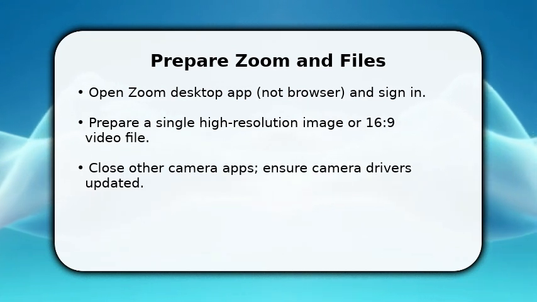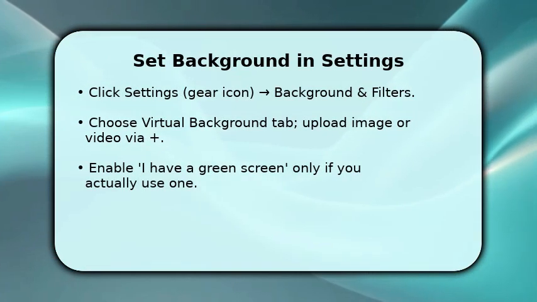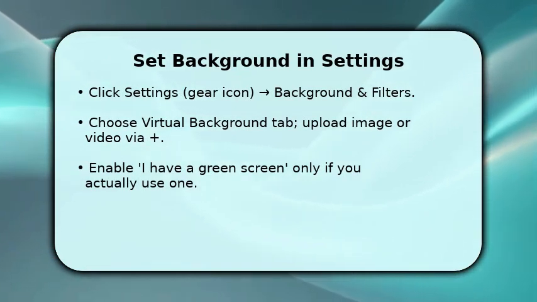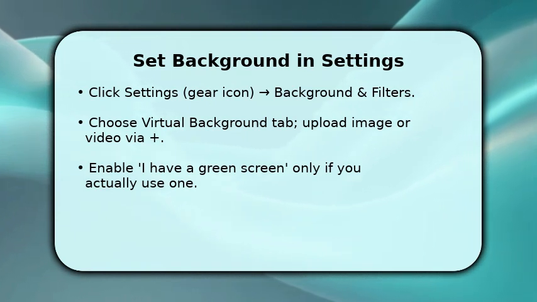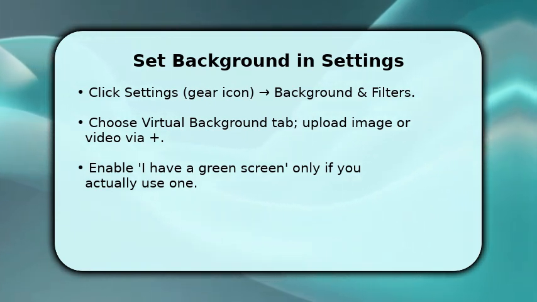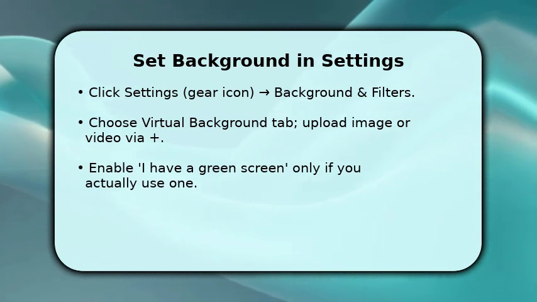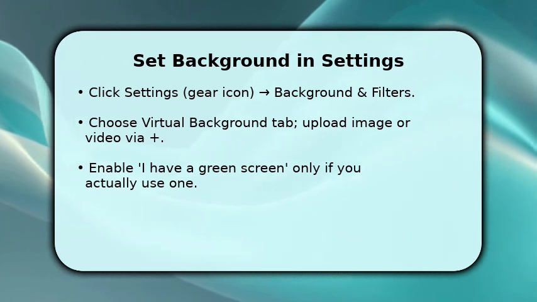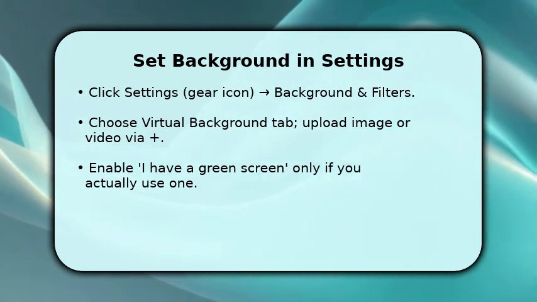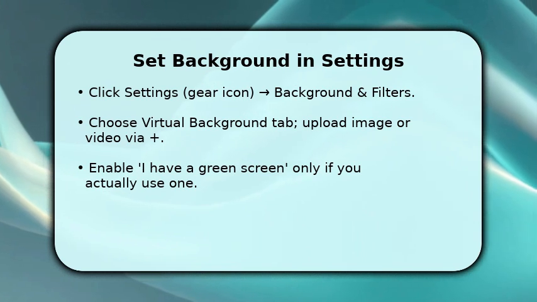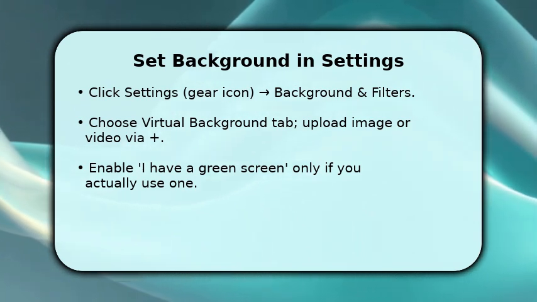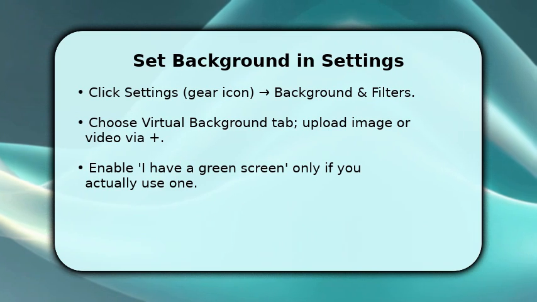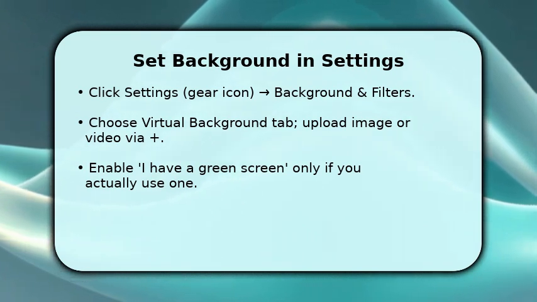You're in Settings. Click the gear icon, then go to Background and Filters. Choose Virtual Background and either pick a default or hit the plus sign to upload your image or video file. Zoom will preview it. If you see jitter or blur, make sure Mirror My Video is set to your preference. Only enable I have a green screen if you physically have one, otherwise Zoom uses software segmentation which can blur edges. Once satisfied, check the thumbnail and move to testing.